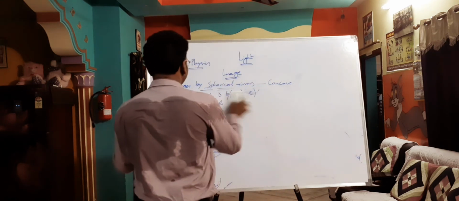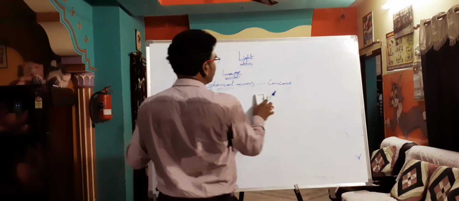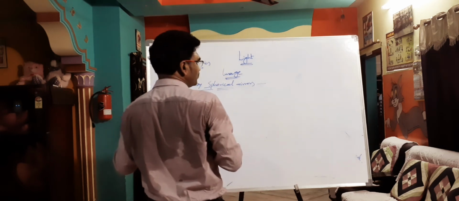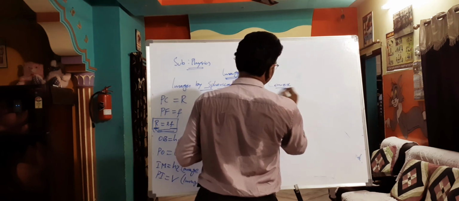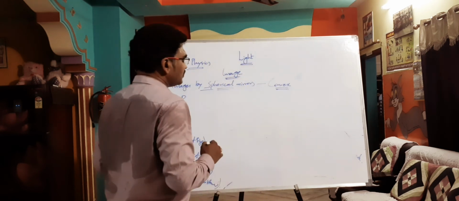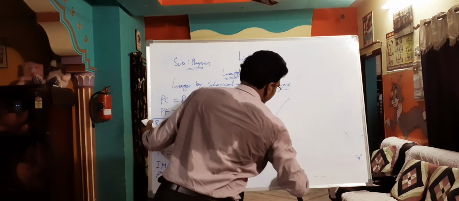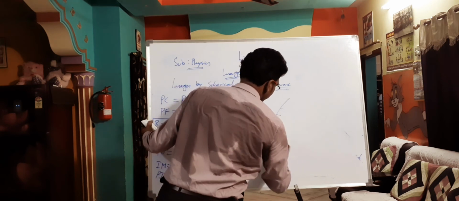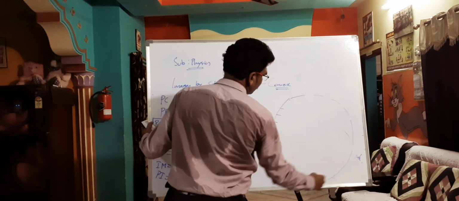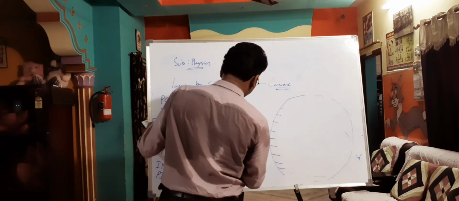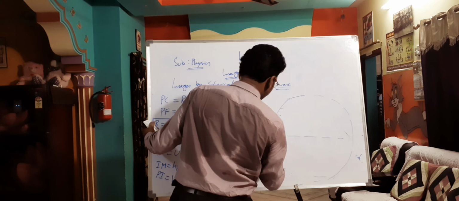Now I am going to take another one, that is convex. Now you take convex. This is the convex. Now this is part of a spherical mirror. This is the pole.